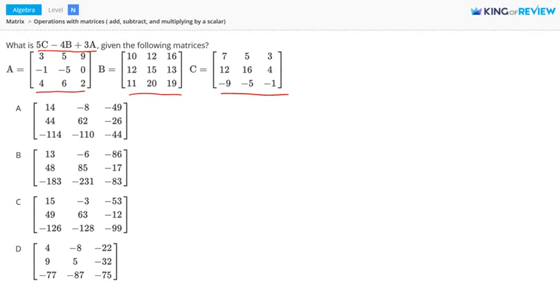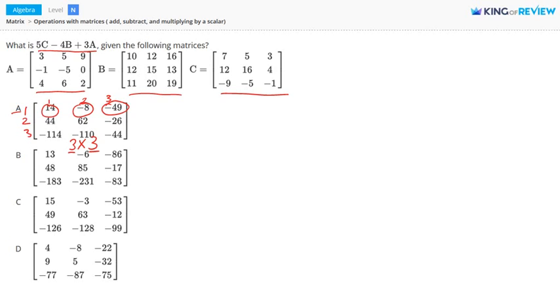So let's take a look at the matrix here in letter A. This matrix has 1, 2, 3 rows, and it has 1, 2, 3 columns. So this would be a 3 by 3 matrix because it has 3 rows and 3 columns. Each number in the matrix is called an entry. So these numbers here are the entries of this matrix. There are 9 total entries in this 3 by 3 matrix.